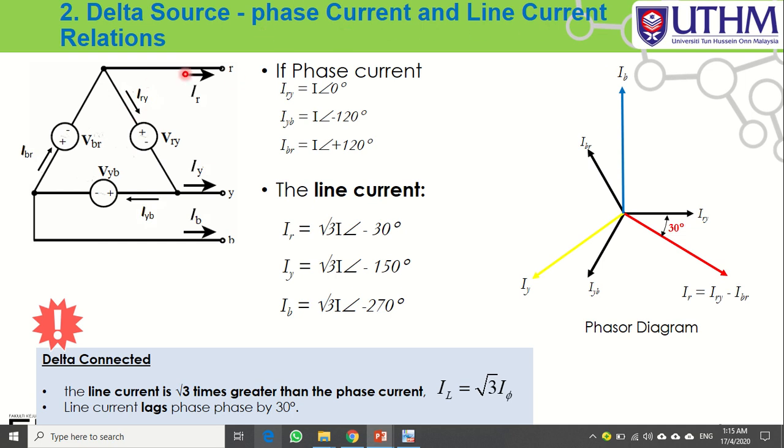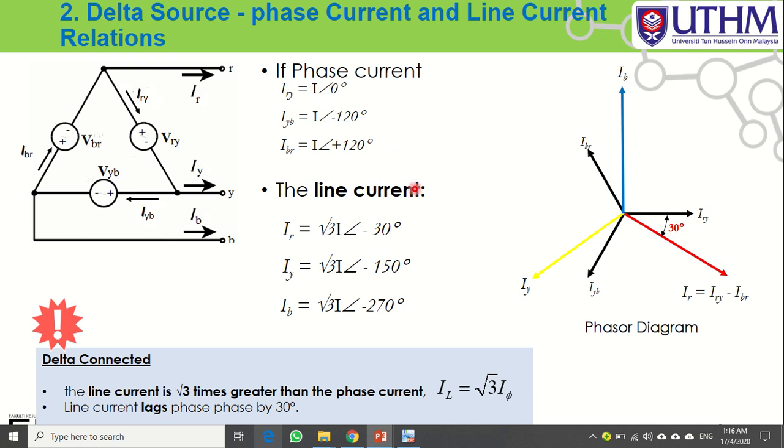In delta connected source, let's say we have phase current as a reference in RYB sequence: IRY, IYB and IBR. IRY angle 0, IYB angle minus 120, IBR magnitude I, angle positive 120 degrees. The line current is of course higher than the phase current, equal to square root 3 I phase, but the angle is minus 30 degrees. It shows that line current lags phase current by 30 degrees.